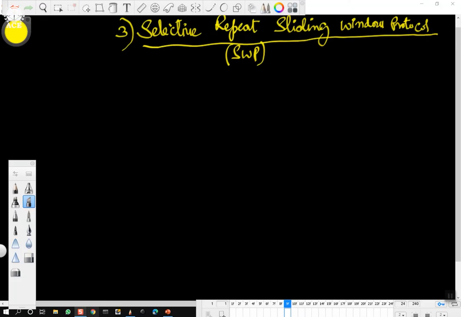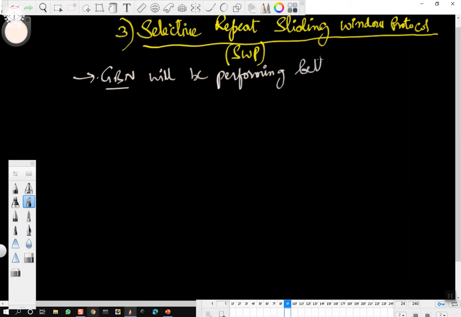Next, we look into selective repeat sliding window protocol. The drawback of go back N we have seen, or I would like to write like this: go back N will be performing better if errors are less or rare.